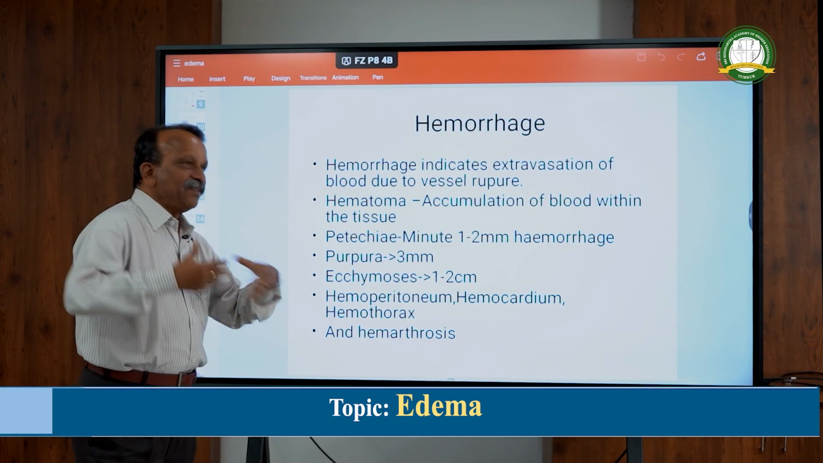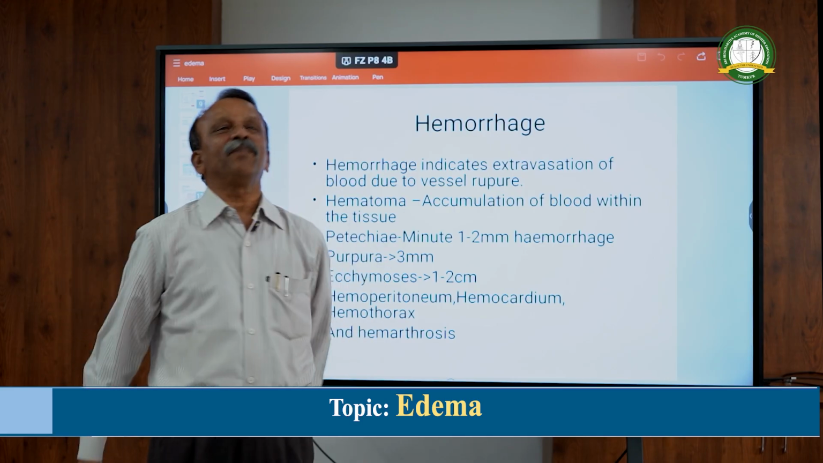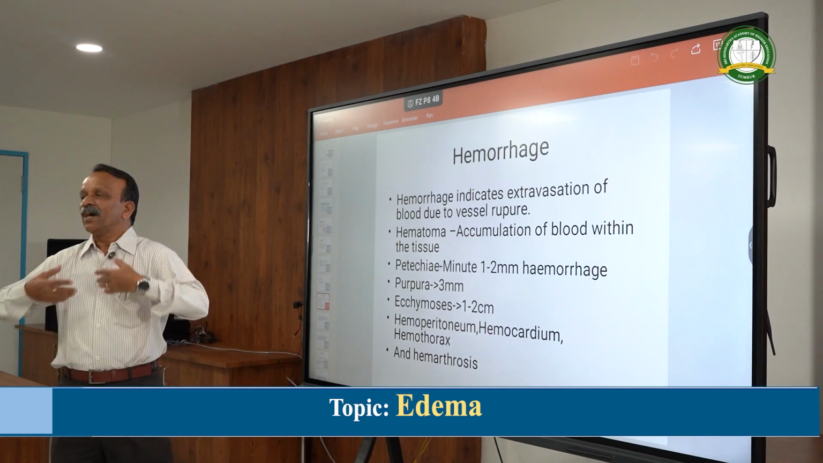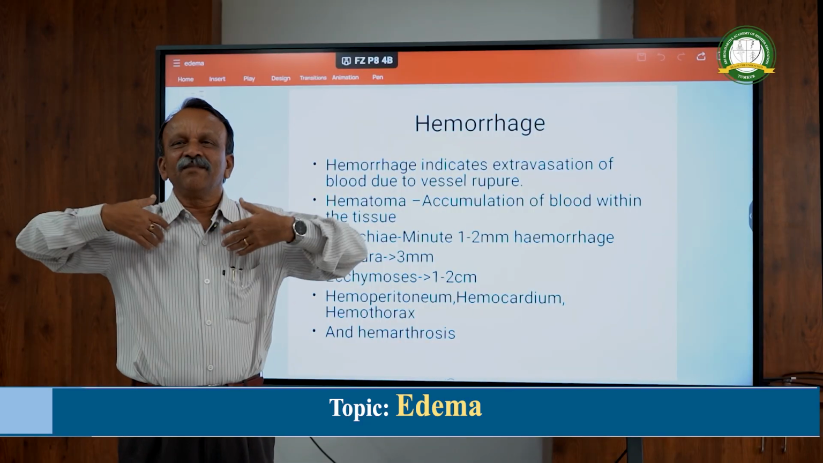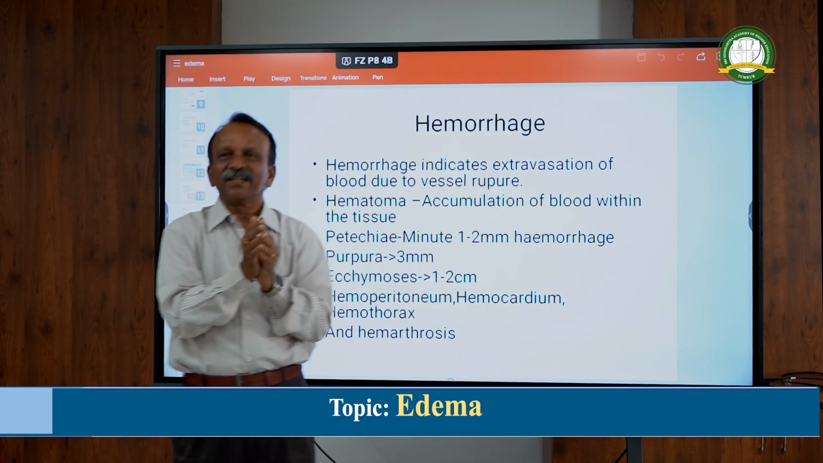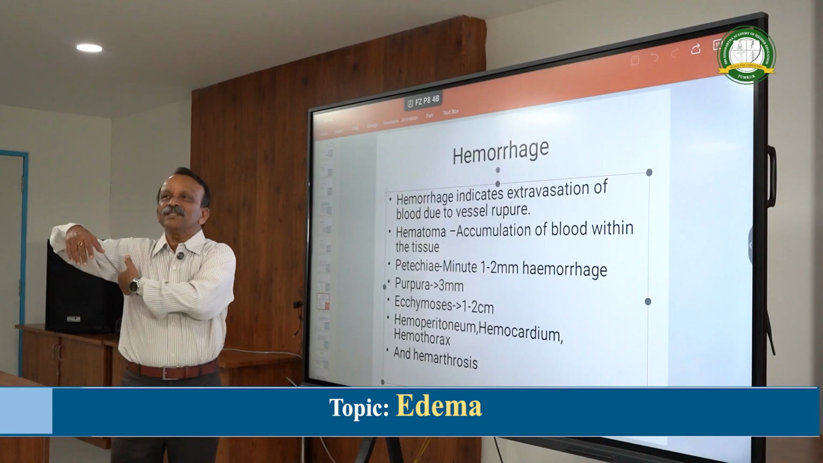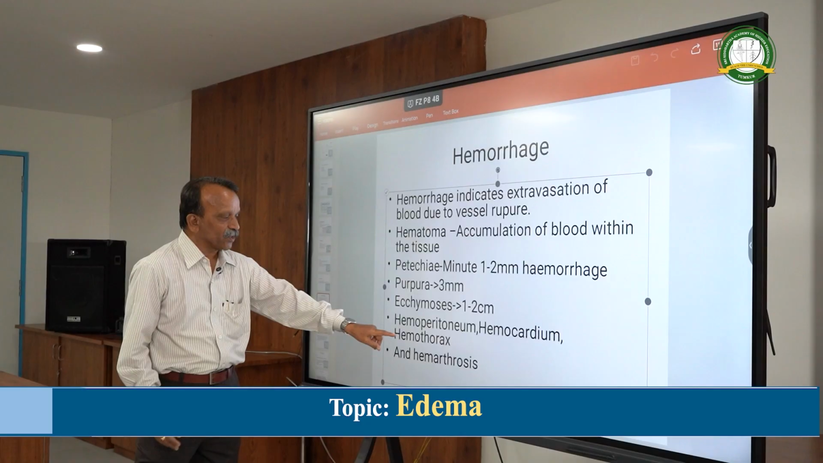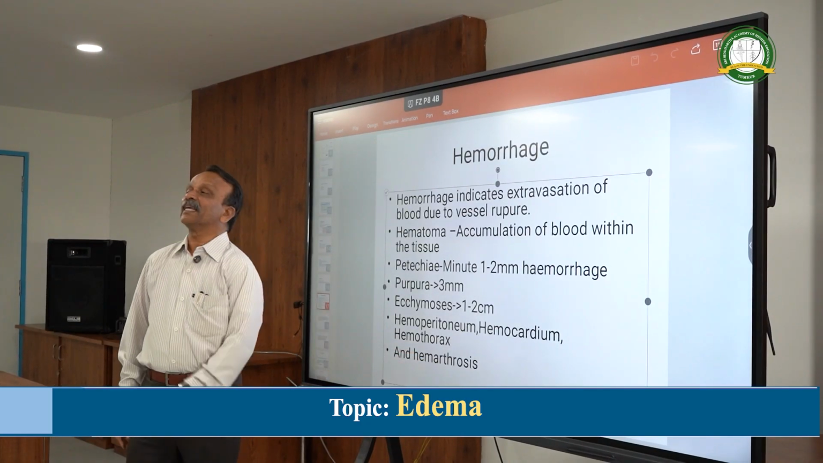If there is hemorrhage within the abdominal cavity, that is called hemoperitoneum. This is especially seen in cases of malignancy, that is cancer of the gastrointestinal tract. If there is a rupture of the heart, there will be collection of blood around the heart, between the parietal pericardium and visceral pericardium, that is called hemopericardium. Sometimes there may be collection of blood in the pleural cavity, that is called hemothorax. And as I told, if there is collection of blood in the joint, that is called hemarthrosis.